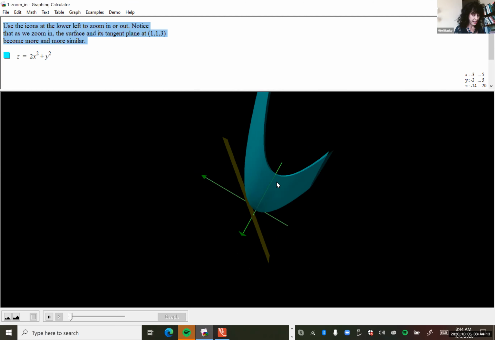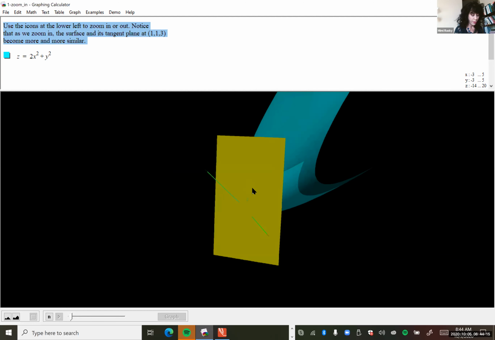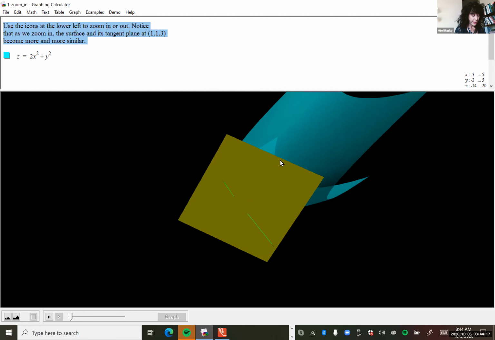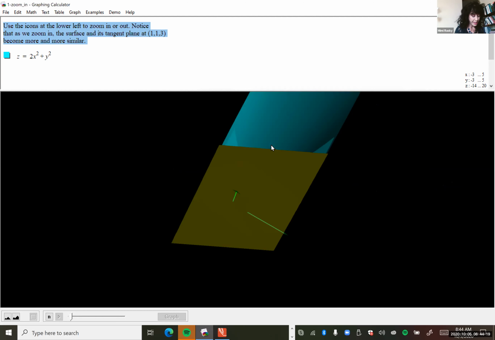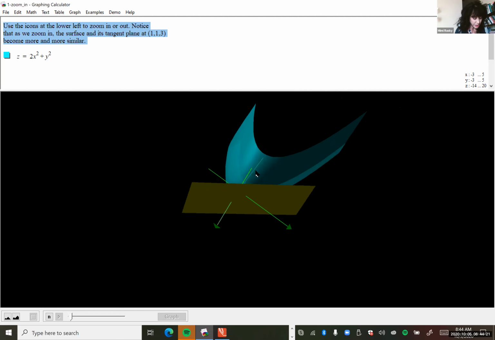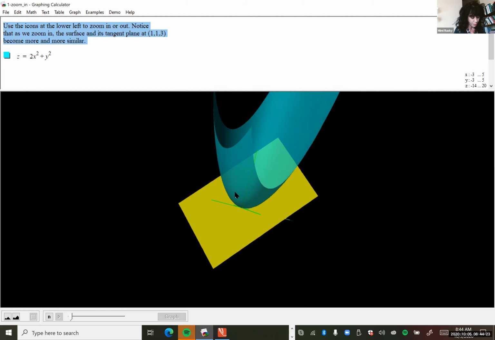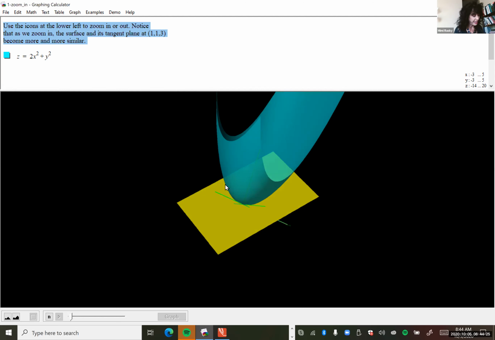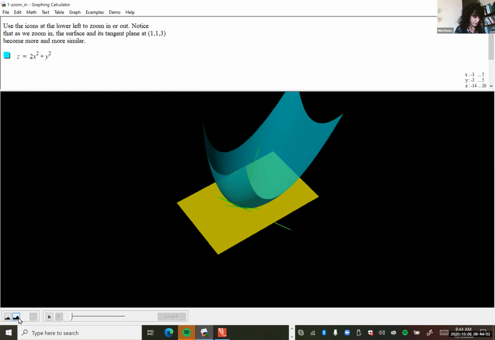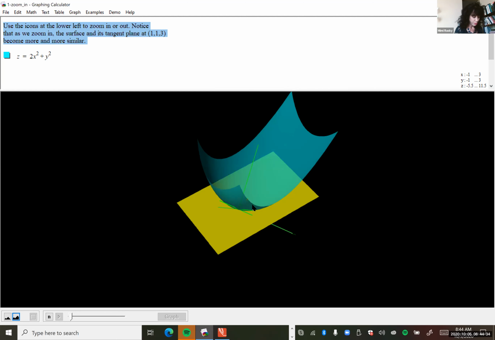So the blue is the paraboloid, and the yellow is a plane that's tangent to the paraboloid at a particular point. So I hope you can kind of see that. If I zoom in a little bit here, maybe you can see a little bit better. So there's a zoomed in.